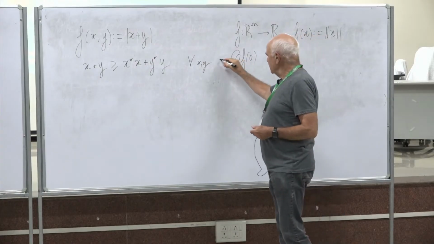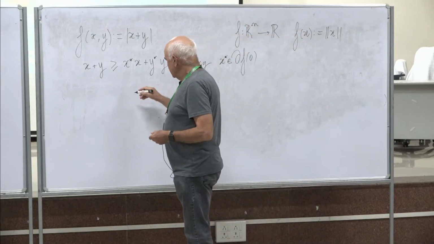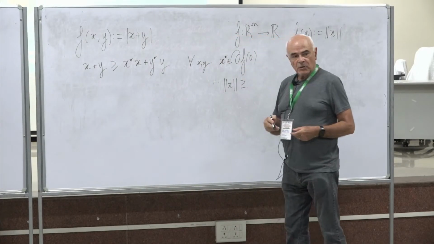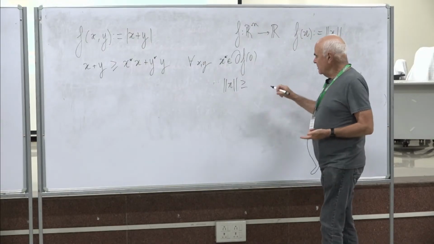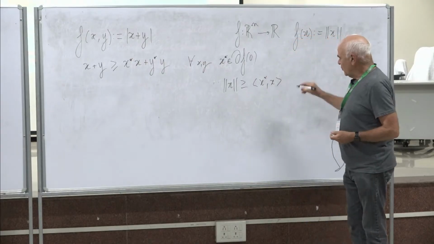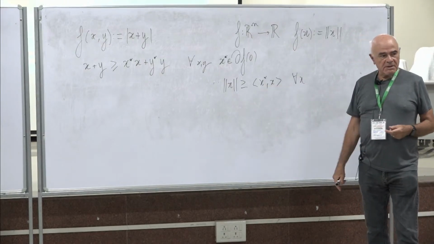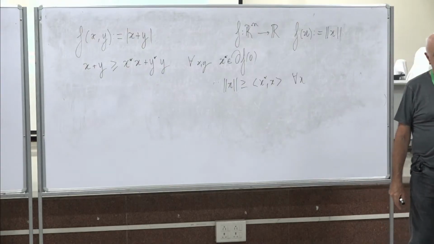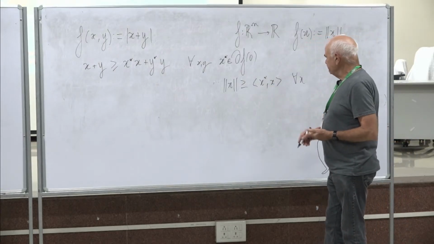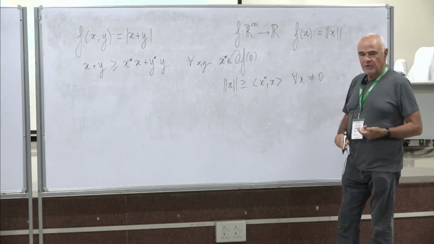What's the condition to be a subgradient? If you write the condition, it would be norm of x greater than or equal to the norm of 0, which is 0, plus x star x minus 0 for every x. Which are the vectors x star that satisfy this condition? Exactly those which have norm less than or equal to 1. First of all, this condition says nothing if x is 0. So consider x different from 0.